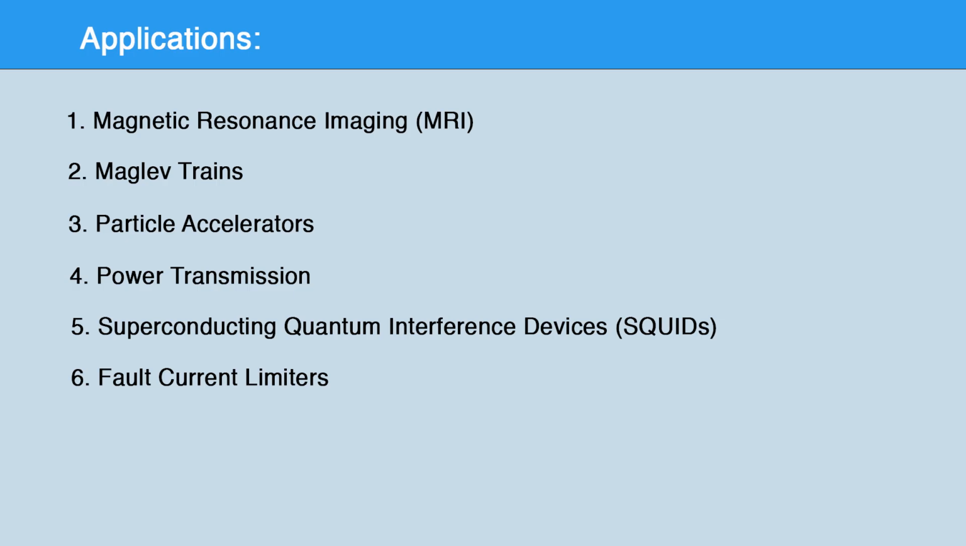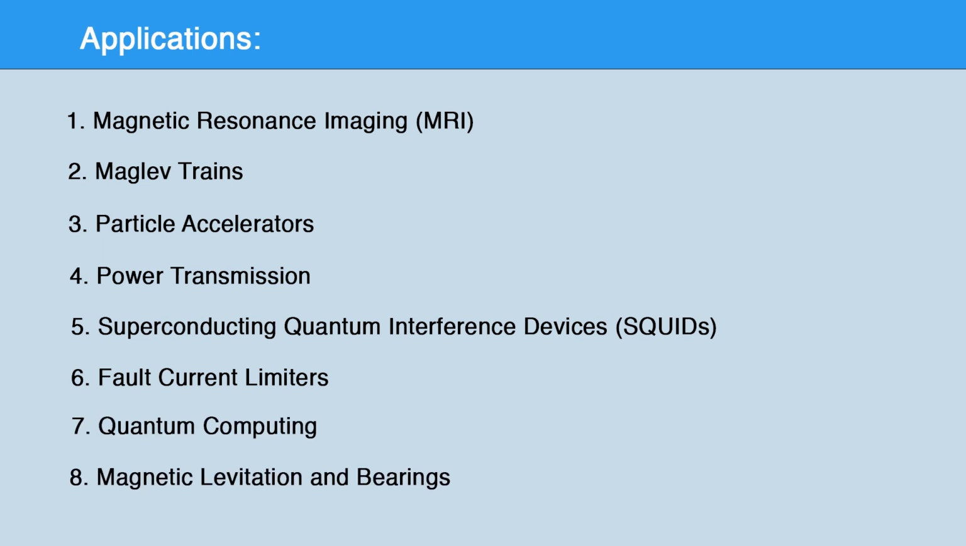Superconducting fault current limiters are used in power grids to protect equipment from damage due to sudden surges in current. They respond quickly to fault conditions, reducing the risk of damage and enhancing the stability of the power grid. Next application is quantum computing. Superconductors are used in quantum computers to create qubits, the basic unit of quantum information, because they can maintain quantum states with minimal energy loss.